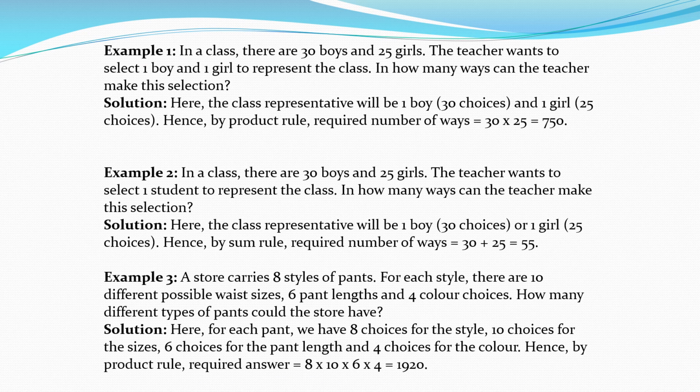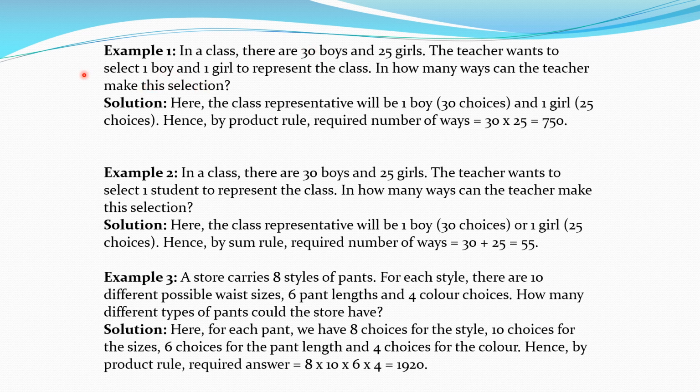Now, these are some examples based on product and sum rule. Now, see the first example. In a class, there are 30 boys and 25 girls. The teacher wants to select one boy and one girl to represent the class. In how many ways can the teacher make this selection? See, there are 30 boys and 25 girls. Now the teacher selects one boy and one girl to represent the class.